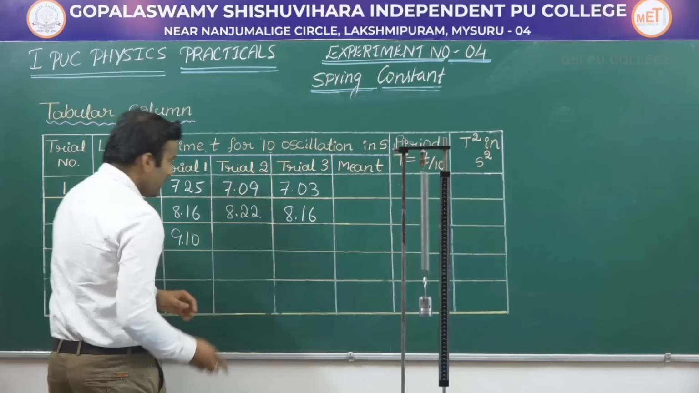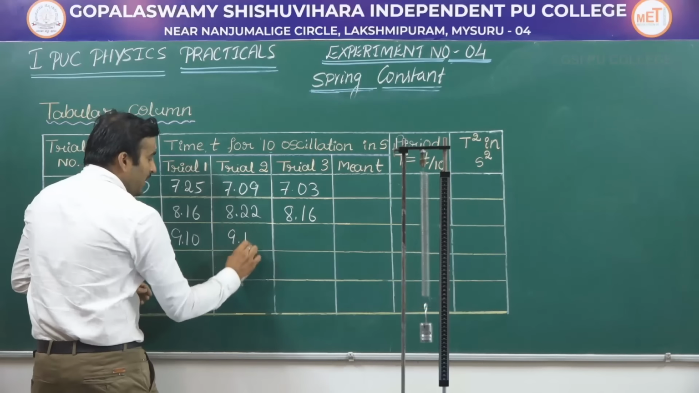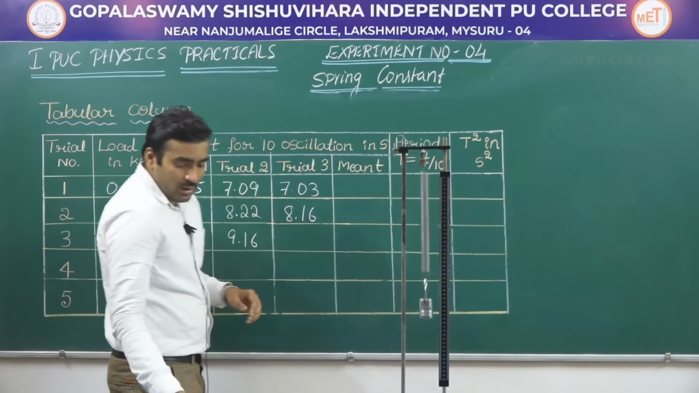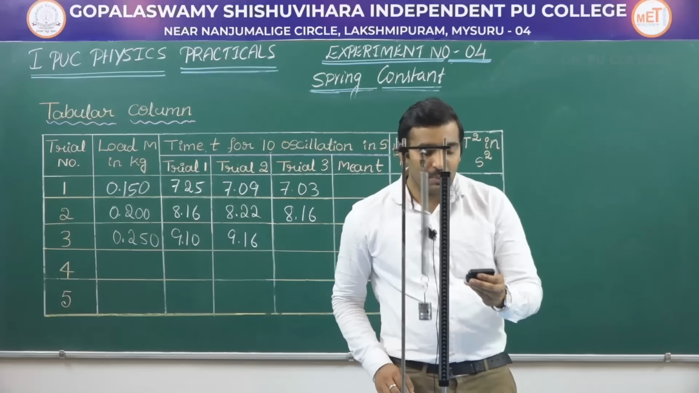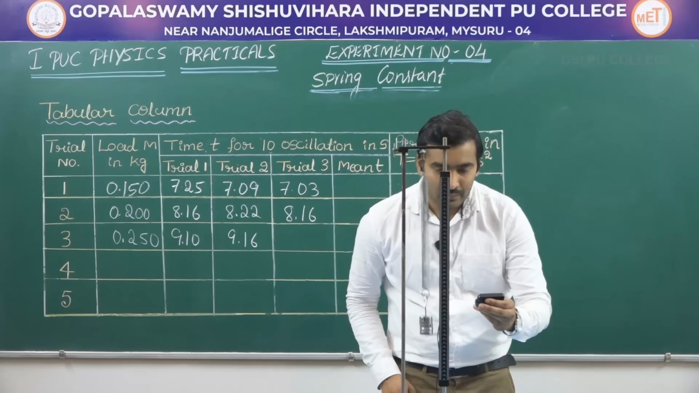The time taken for the second trial is 9.16 seconds. Now for the third trial, the spring is performing vertical oscillations.